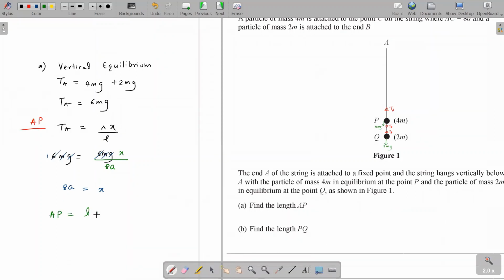The natural length plus the extension. Natural length was 8a. Extension is also 8a, which means AP is 16a. Do you agree? AP is 16a. Shall we find the length of PQ? How do we find the length of PQ?